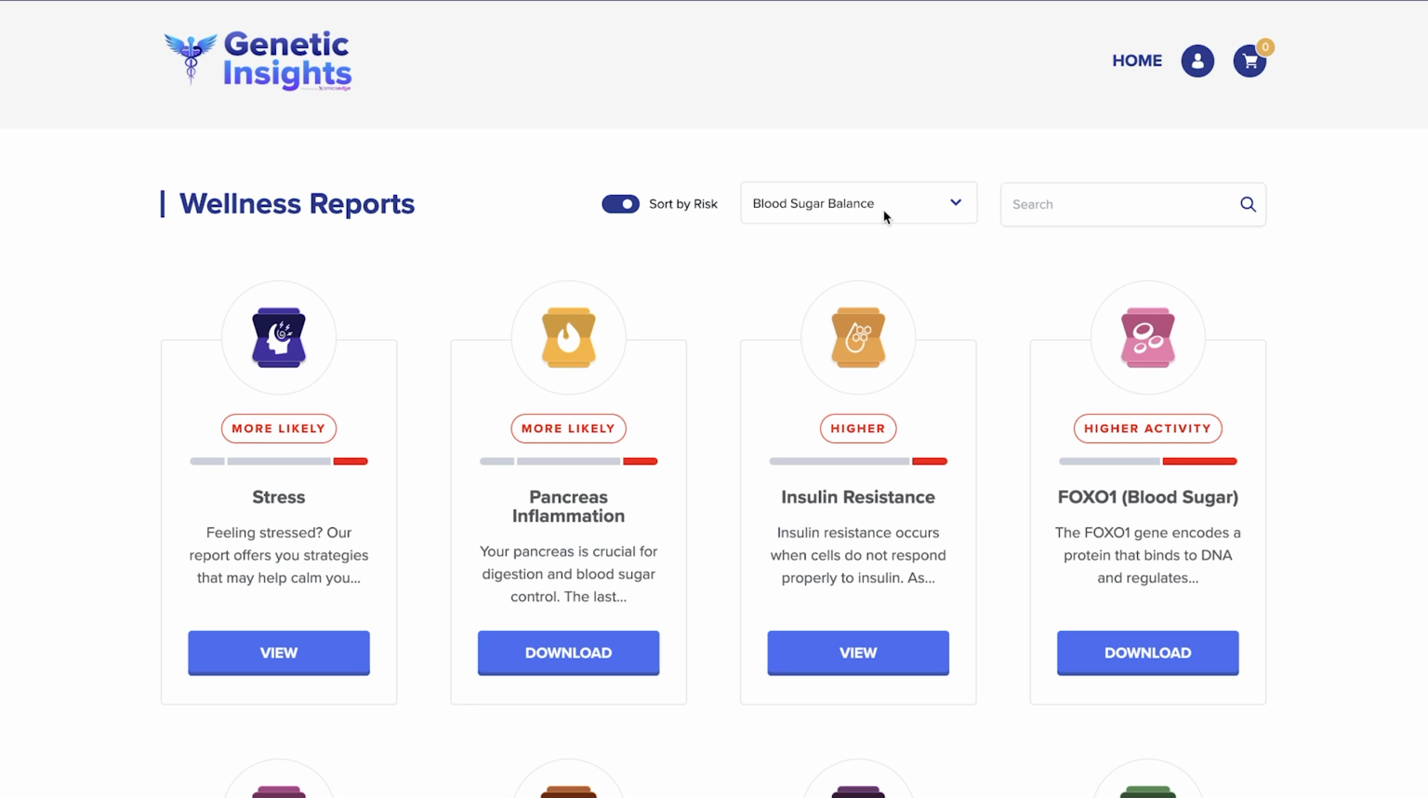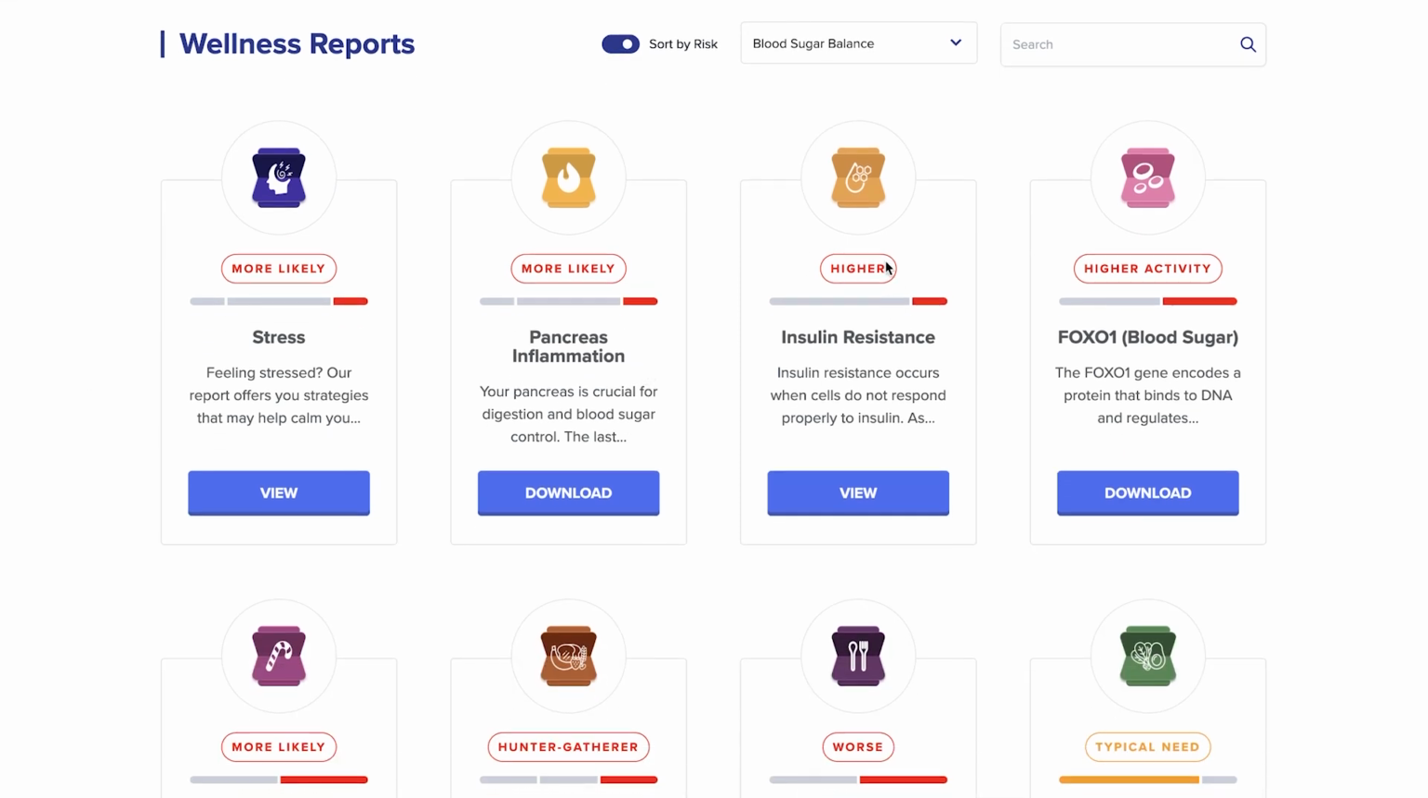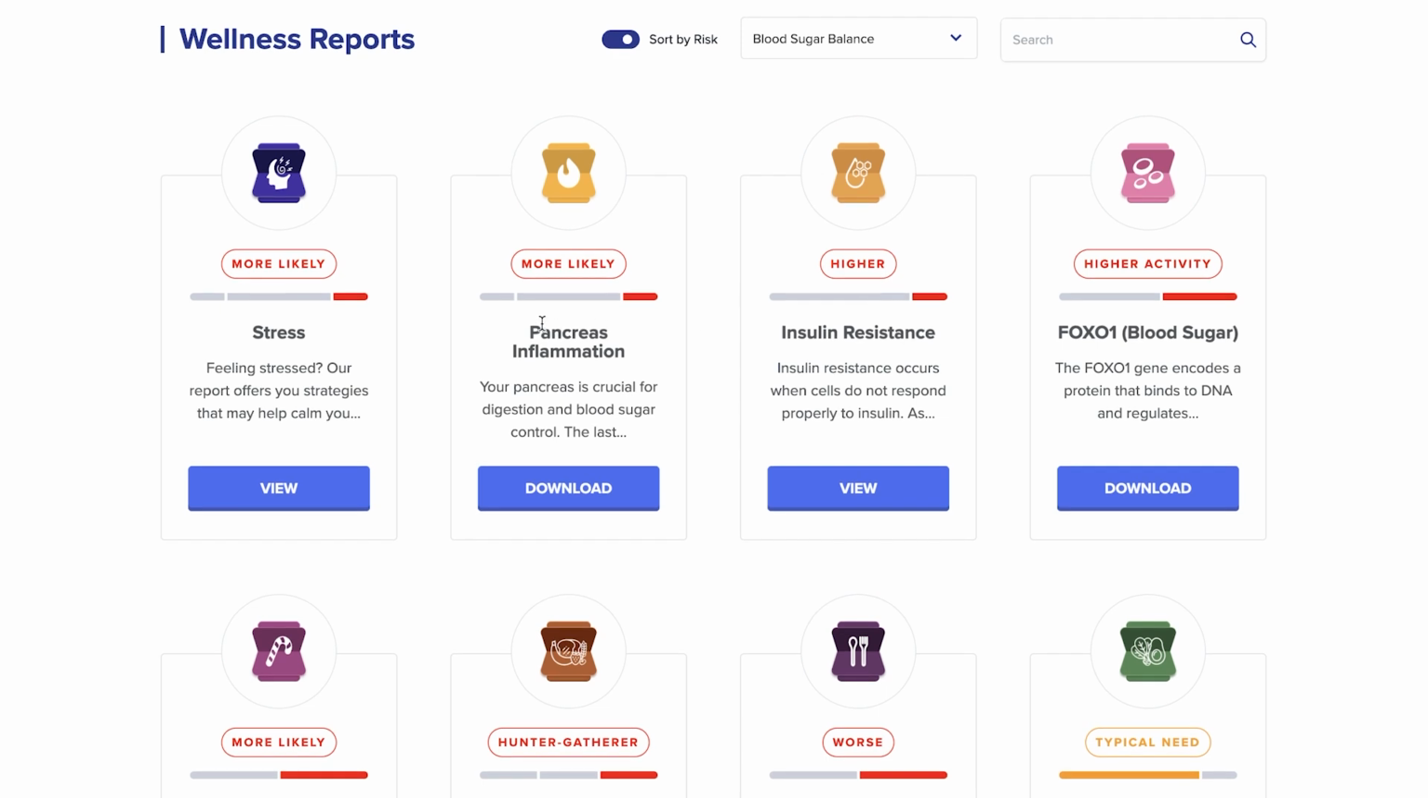The only thing is I might just look at the blood sugar category. I'm just thinking as a practitioner here, to see if there's anything else going on. And we can see that actually this person also has a genetic tendency for insulin resistance. They also have a tendency for pancreas inflammation. And so that would be a clue, by the way.